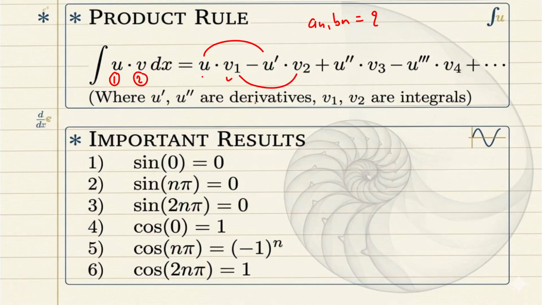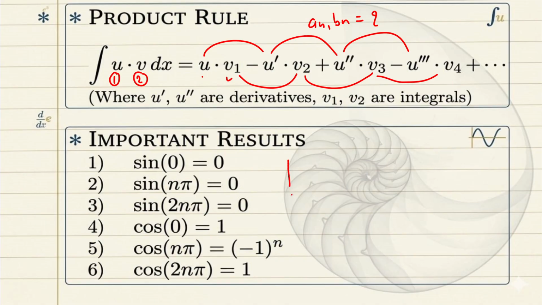Then the second term is minus, and the third term is again plus. You have to give alternate signs: first term plus, second minus, third term again plus. Again the derivative of u dash will be u double dash, and the integration of v2 will be v3. The third term is positive, so the fourth term will be negative. Again the derivative of u double dash will be u triple dash, and the integration of v3 will be v4. In this way you can apply the u into v formula till you get a derivative of zero.